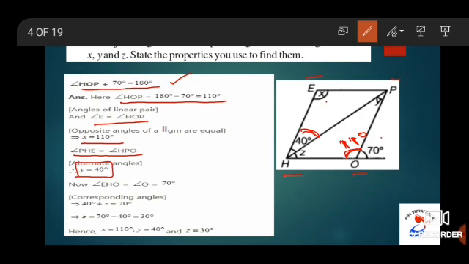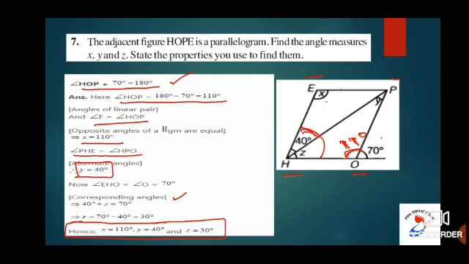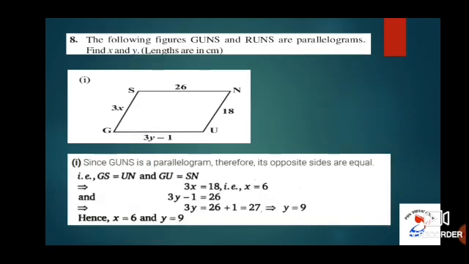Now angle EHO, this full angle, that is 40 plus Z, is equal to 70 degree, because they both are corresponding angles. From this you can find out the value for Z. So Z is equal to 70 minus 40, that is 30 degree. To conclude, the solution for this problem is X is equal to 110 degree, Y is equal to 40 degree and Z is equal to 30 degree. We are using all the properties of parallelogram.